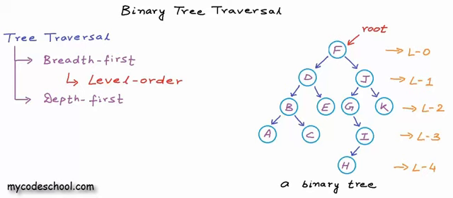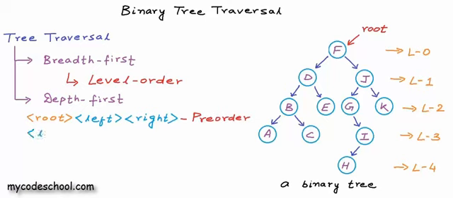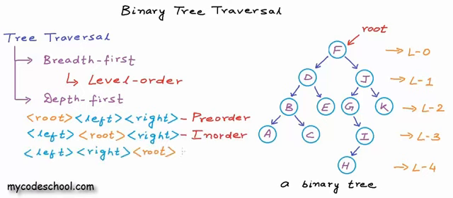There are three popular depth first strategies. One way is that we can first visit the root node, then the left subtree, and then the right subtree. Left and right subtrees will be visited recursively in same manner. Such a traversal is called pre-order traversal. Another way is that we can first visit the left subtree, then the root, and then the right subtree. Such a traversal is called in-order traversal. And if root is visited after left and right subtrees, then such a traversal is called post-order traversal.